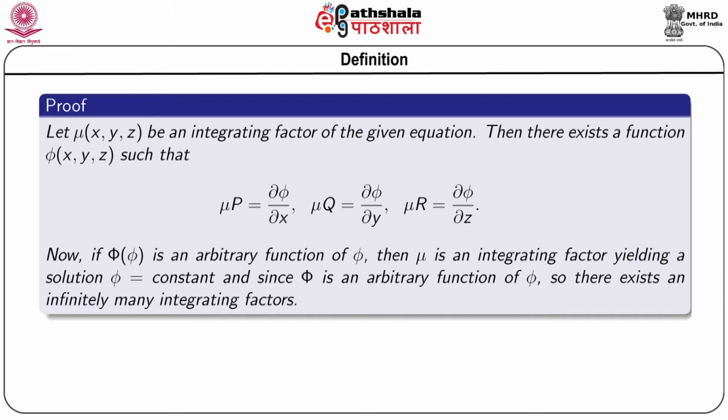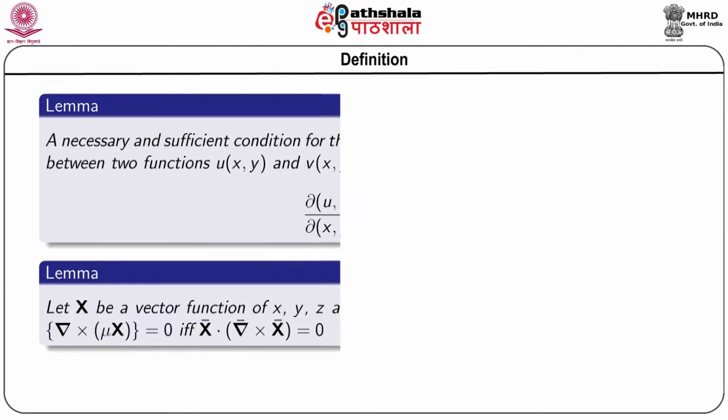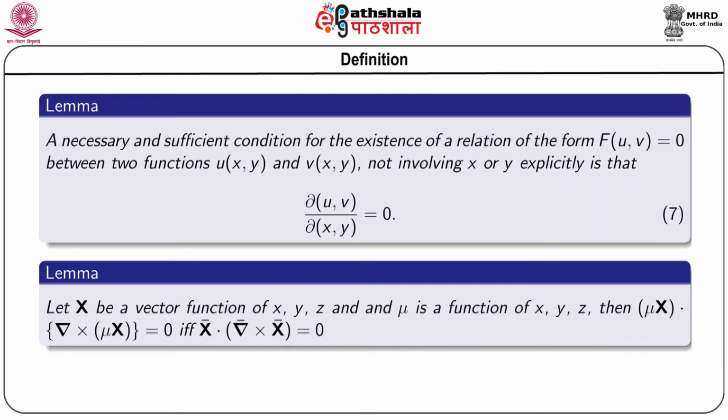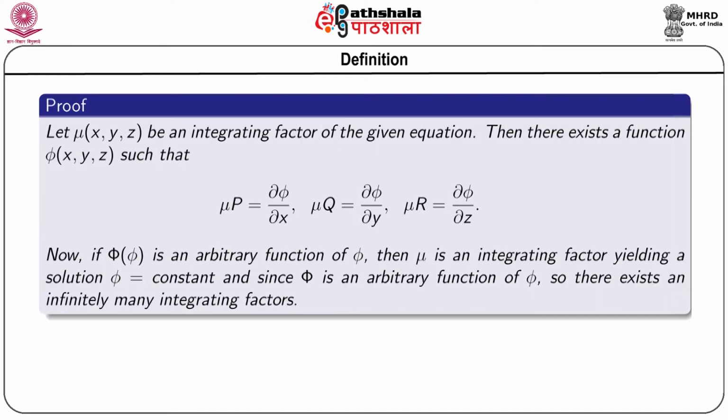So, mu X can be written as the gradient of the function phi. Now, if we take the curl of mu X, that gives 0. Therefore, mu X·curl(mu X) = 0. Now, if we recall lemma 2, it says that if mu X·curl(mu X) = 0, it implies X·curl X = 0. So, using that lemma, we can conclude that X·curl X = 0. Therefore, the necessary part of this theorem is proved.